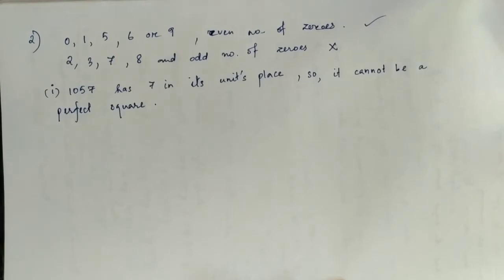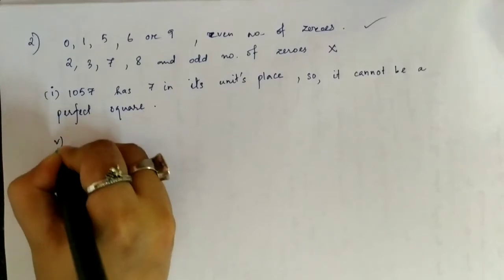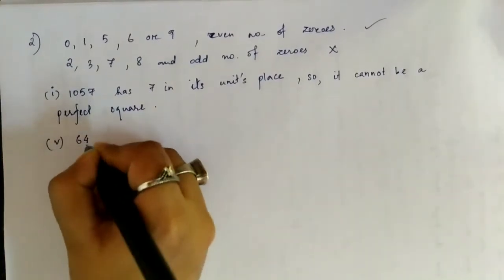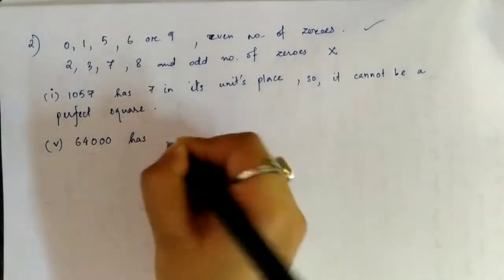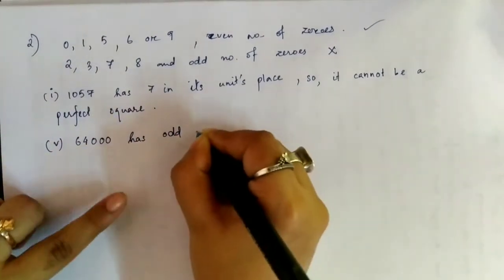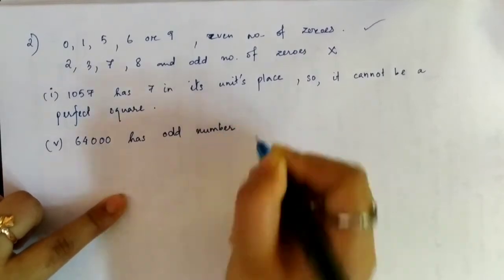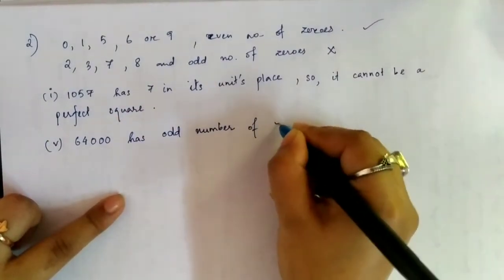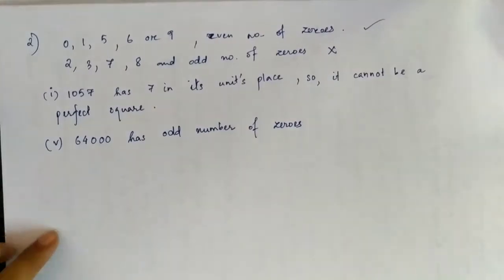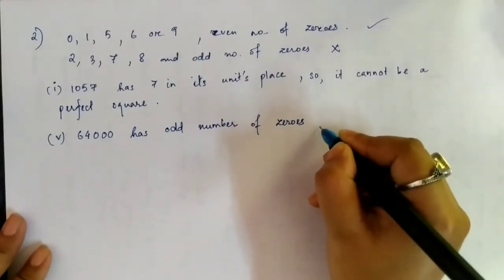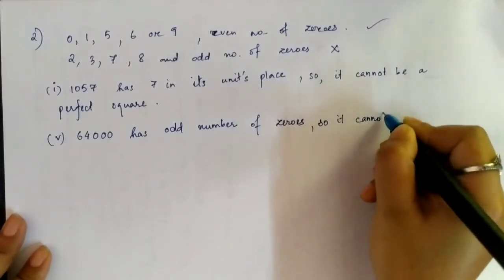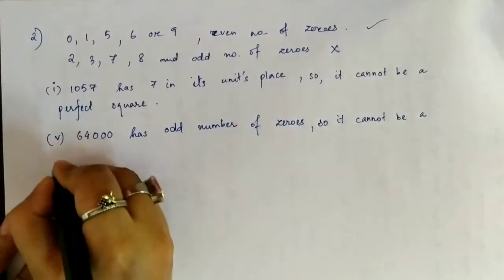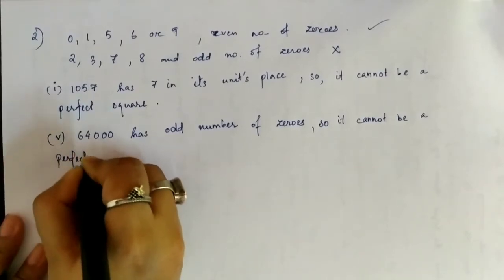Now if you see question number 5, here you have the number 6, 4 and there are 3 zeros. This has an odd number of zeros. See, there are 3 zeros here, an odd number of zeros, so it cannot be a perfect square. So that is it.